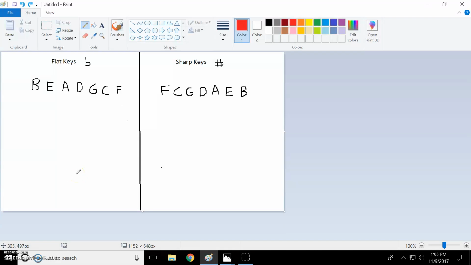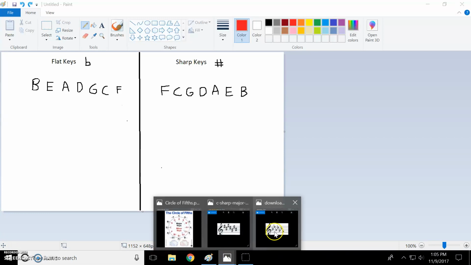Hello! Today we're going to be learning how to remember our key signatures. We're going to be doing this using the circle of fifths and the circle of fourths. And we're going to be starting with our flat keys. Now, this is the order of flats, which is B, E, A, D, G, C, F.